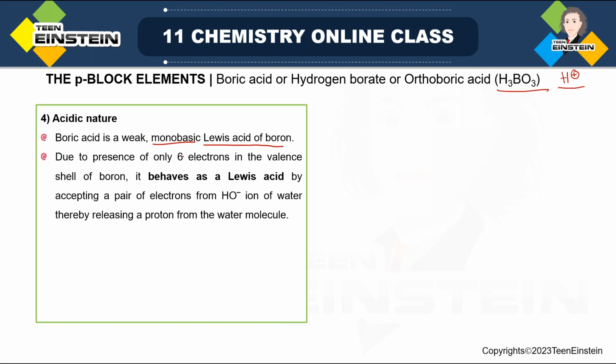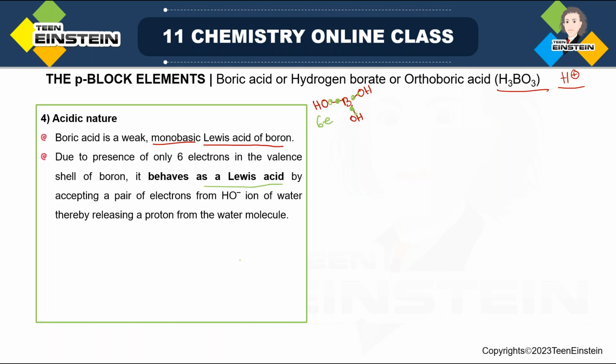Now first, let me try to understand why it is a Lewis acid. It is a Lewis acid because if you consider the total number of electrons surrounding boron, boron has 3 valence electrons and it is using these 3 valence electrons for bond formation with oxygen. And oxygen is also sharing its 1 electron, but surrounding boron there are a total of 6 electrons. So it is electron deficient, the octet is not complete, and that is why it behaves as a Lewis acid.